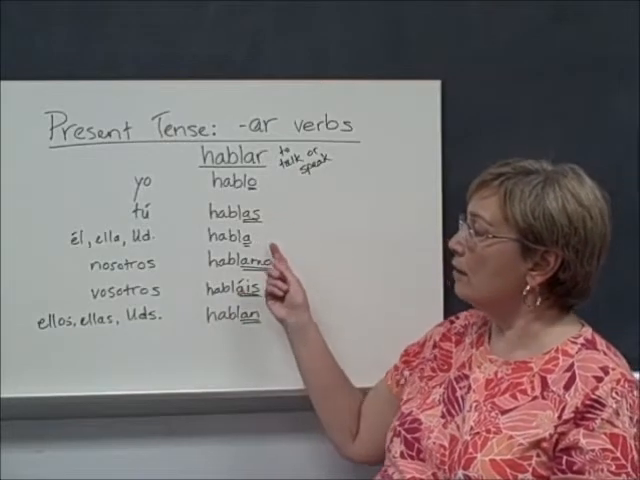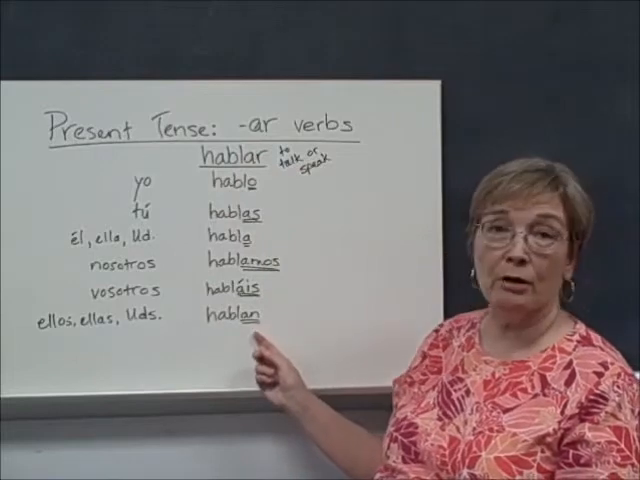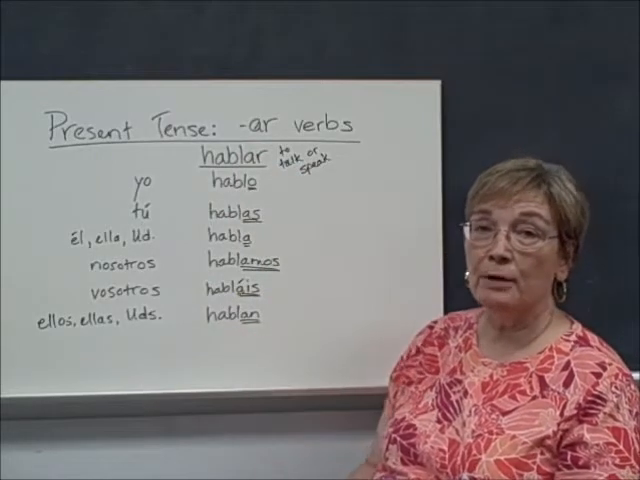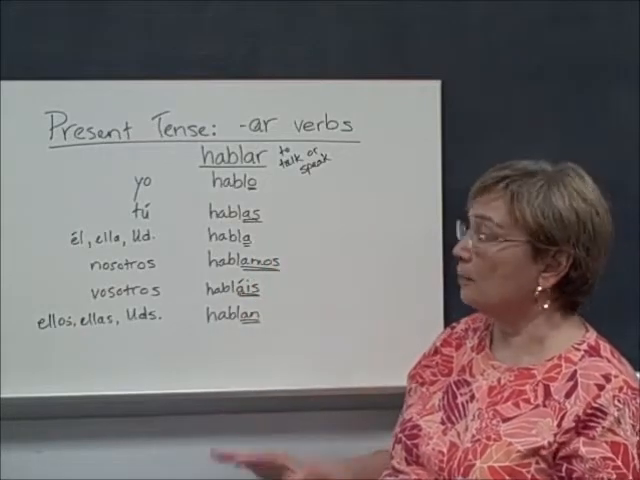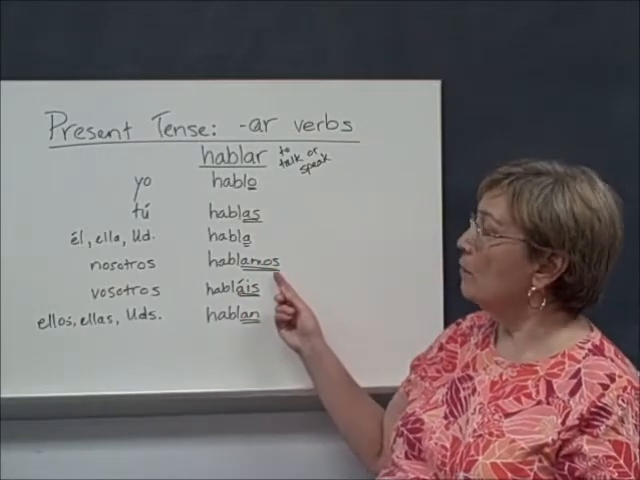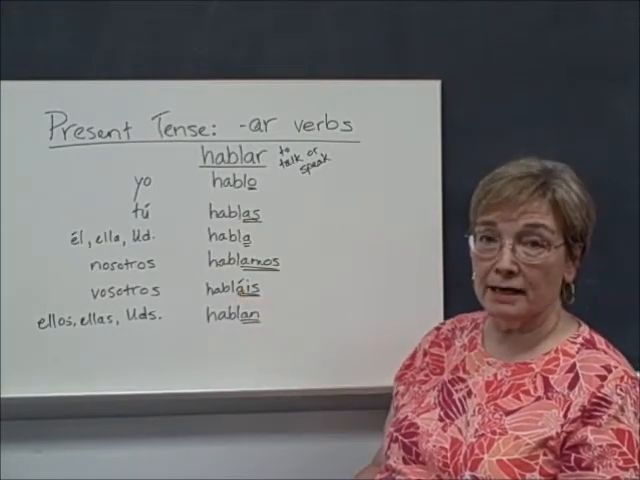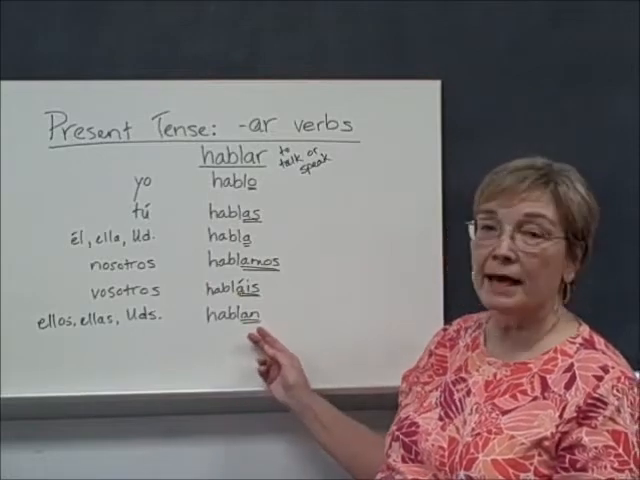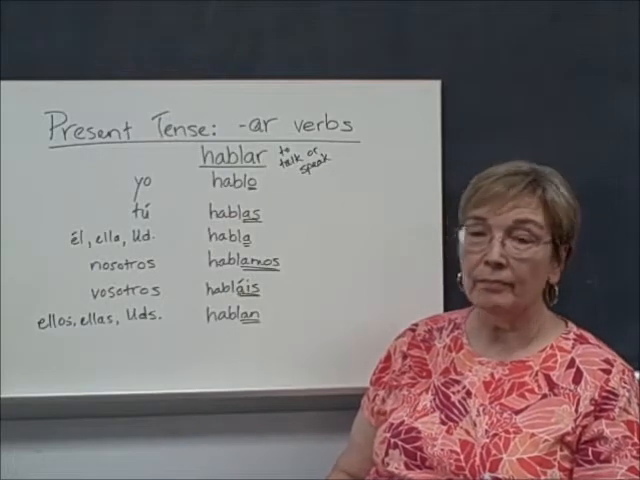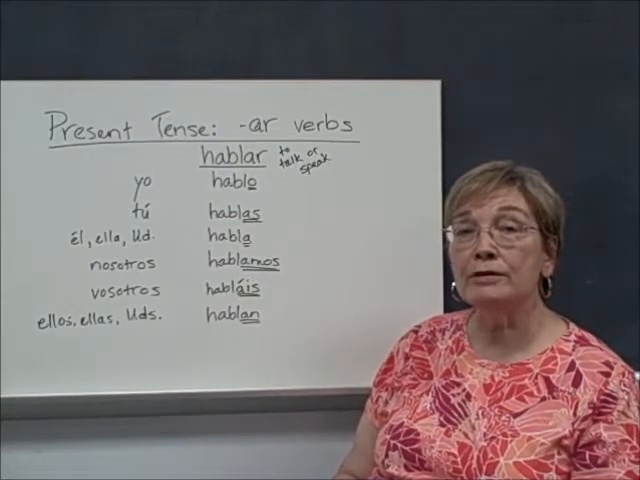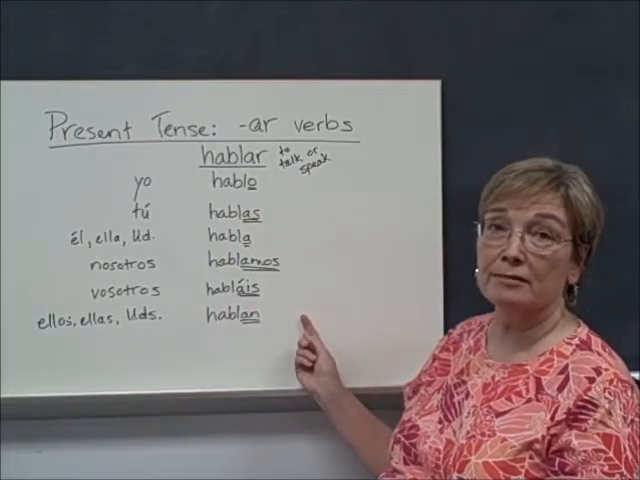Notice that all the rest of the endings start with A. It's an AR verb, so they all start with A. Then we add an S for tú, nothing for él, ella, usted, habla is complete. Mos for nosotros. We accent the A and add is for vosotros, and we add an N to the plural form. 85% of all Spanish verbs are AR verbs, and they conjugate just like this.